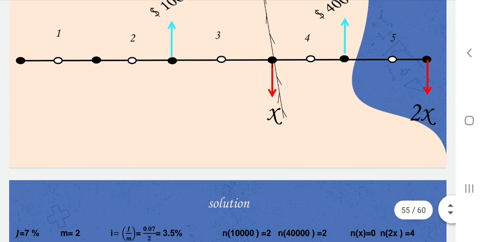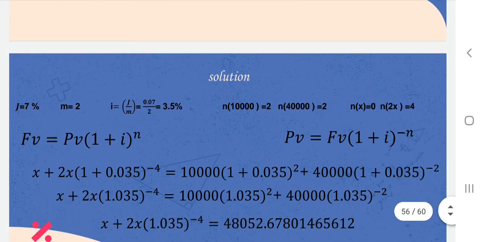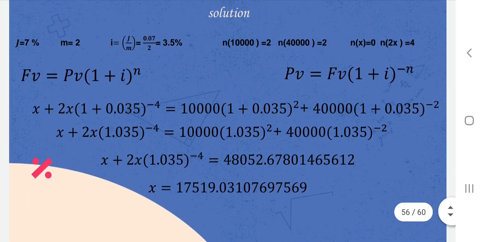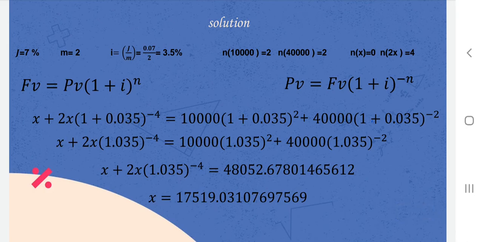You can get n from the time diagram. The distance between the black points equals 1 year, and the distance between the black and white points equals 6 months. Finally, you can get x, which is equal 17,519.